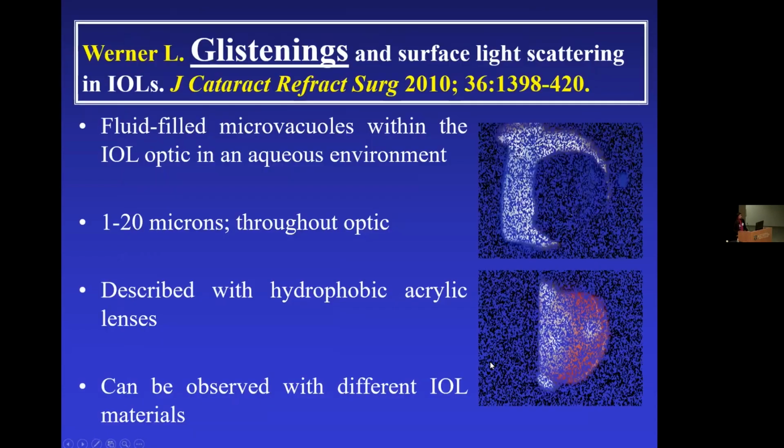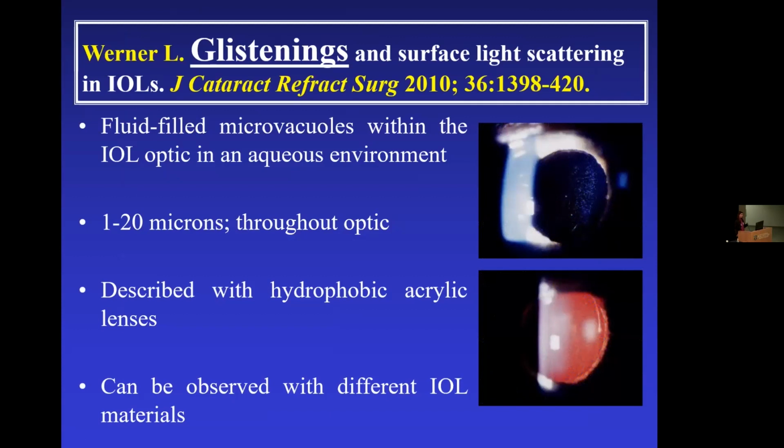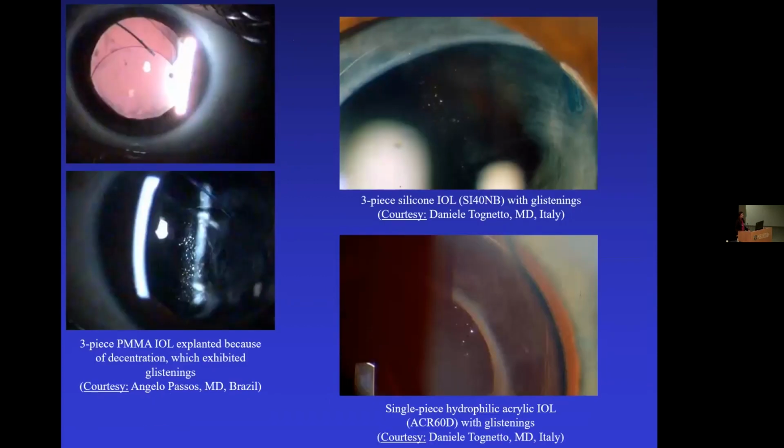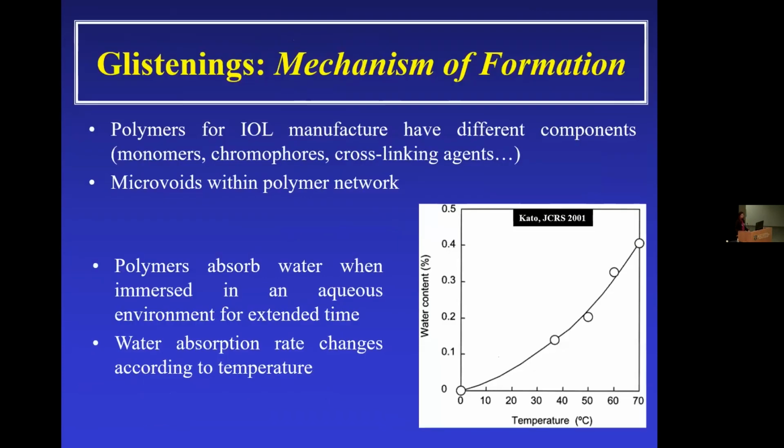So let us discuss a little bit about glistenings, which are fluid-filled microvacuoles that you are going to see within the IOL optic when it is in the aqueous environment. They usually are up to 20 microns. They are observed throughout the optic. They're usually described with the hydrophobic acrylic lenses, especially the Acrysoft type, but actually, they can be observed with other lenses and other materials, as you can see here. But basically, they are related to hydrophobic acrylic lenses.